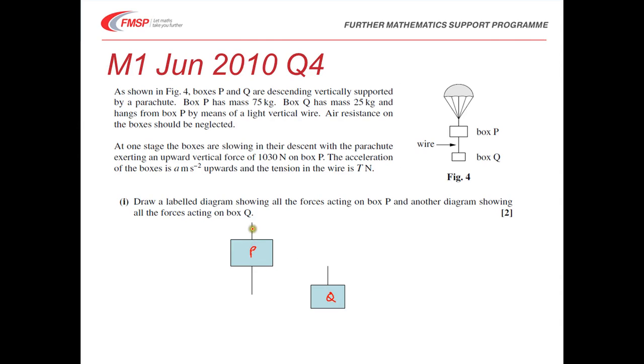So there's an upward force of 1,030 newtons on the box. And we know that this box P has got a mass of 75, so its weight is 75g. And there would also be a tension from the second box hanging downwards, and that would be the same as the tension upwards on Q. The only thing pulling down on Q is its weight. So we've drawn the two diagrams, and there's a mark for getting P correct and a mark for getting the forces on Q correct.